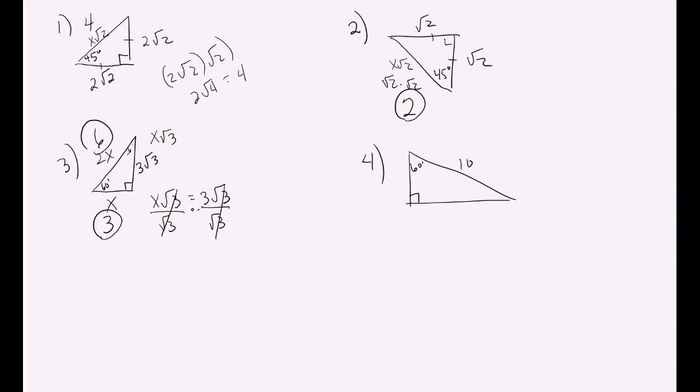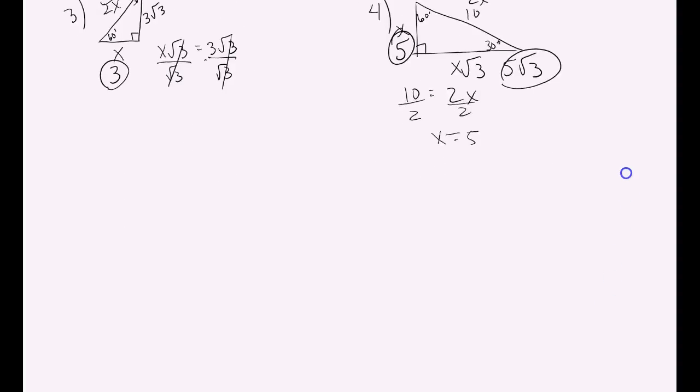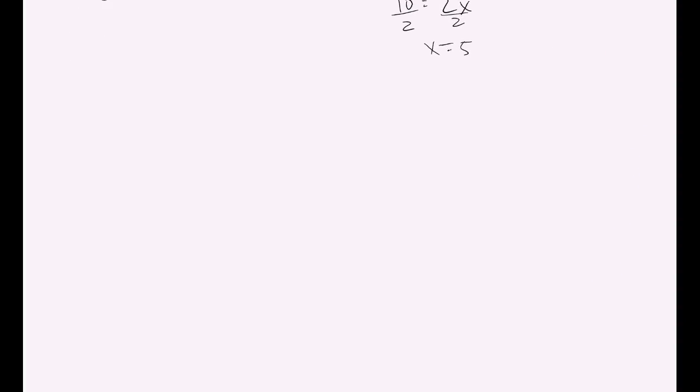Number 4, it's also a 30, 60, 90. And before I even look at that, let me just label my triangle. If that's 30, then that's x. The long leg is x root 3. The hypotenuse is 2x. So they gave me the 10, which is the 2x. I can now divide by 2, so I know x is 5, so I could put a 5 over here. And then to get the long leg, I put the 5 in for that x, so it's a 5 root 3. All right, let's move on to the next 4.